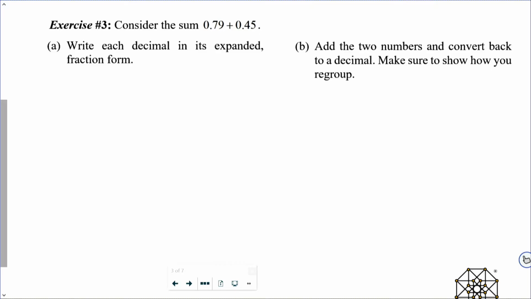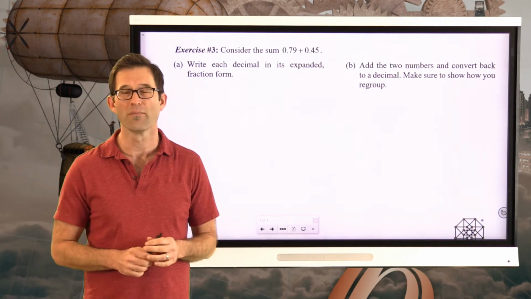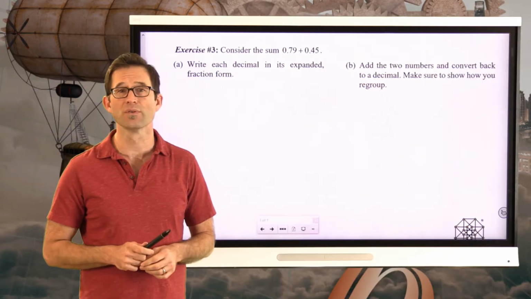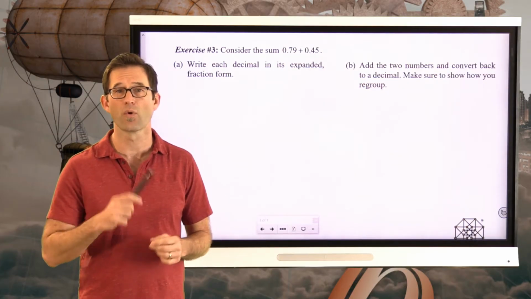Consider the sum 0.79 plus 0.45. Letter A asks us to write each decimal in its expanded fraction form. This is just like before. So why don't you pause the video and really quickly write these two decimals in their expanded fraction forms.